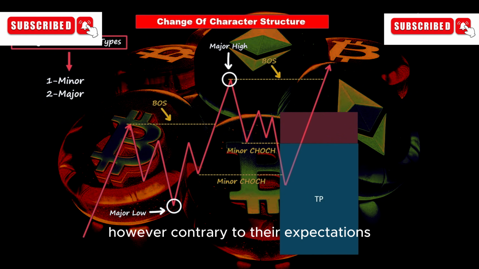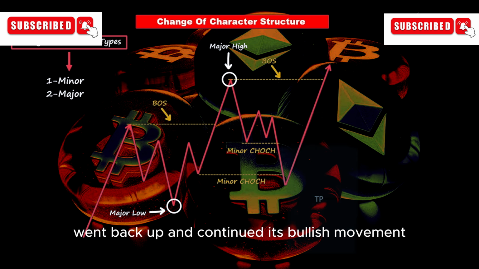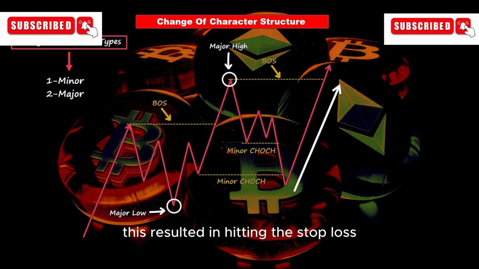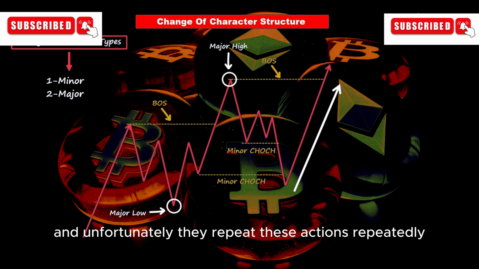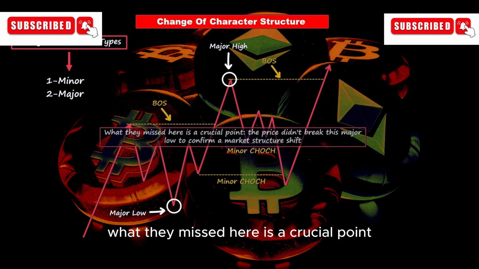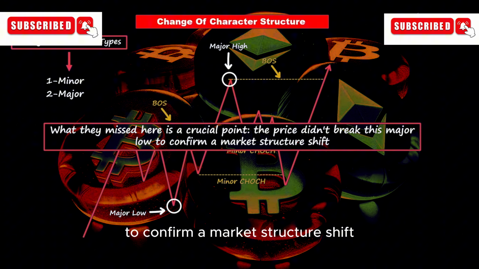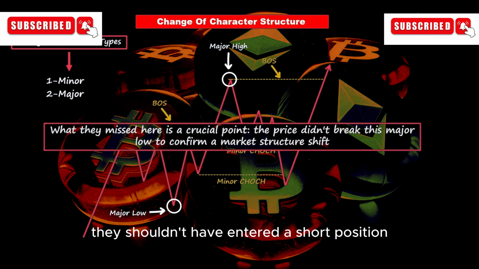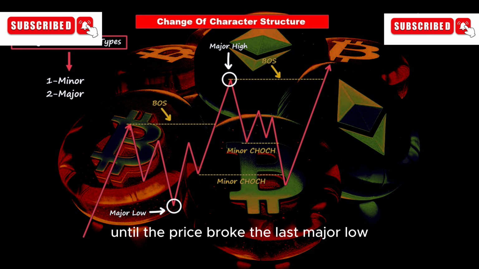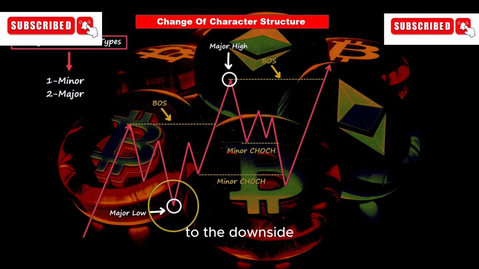However, contrary to their expectations, price, after making a brief retracement, went back up and continued its bullish movement. This resulted in hitting the stop loss of traders who had taken short positions. They often fail to realize why their stop loss was triggered by the price, and unfortunately, they repeat these actions repeatedly. What they missed here is a crucial point. The price didn't break this major low to confirm a market structure shift. They shouldn't have entered a short position until the price broke the last major low to the downside.